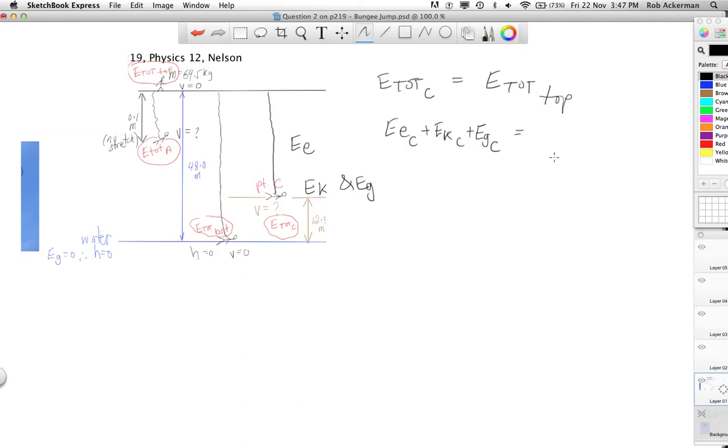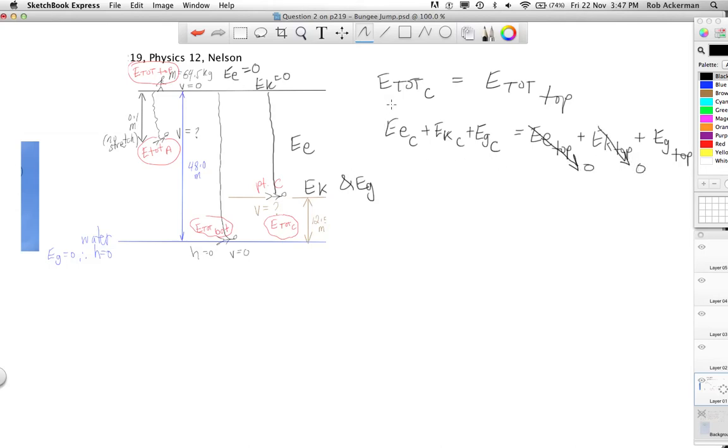What's going on at the top? Well, EE is 0 at the top because the cord has not yet stretched. So I'll write it in here, but we're going to make it 0 in a moment. What about EK? Well, he's not moving, so EK is equal to 0 at the top. I'll write it in here, even though I'm going to make it 0 in a moment. And EG, well, he's high up above the ground, so EG is certainly not 0. However, these are. So we can go like that.